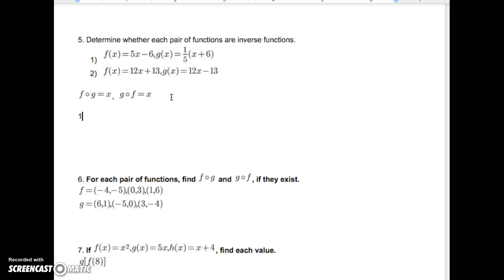So for pair number 1, let's start off with doing F composition G. So when I do F composition G, I'm taking F as my outside function and I'm plugging G inside of it. So when I see this X right here, the basis of my function is 5x minus 6, but in place of X, I'm going to be plugging in the G function. So I'm going to leave some parentheses and then I'm going to plug in my G function. So give me 1 second and I'll be typing that in.